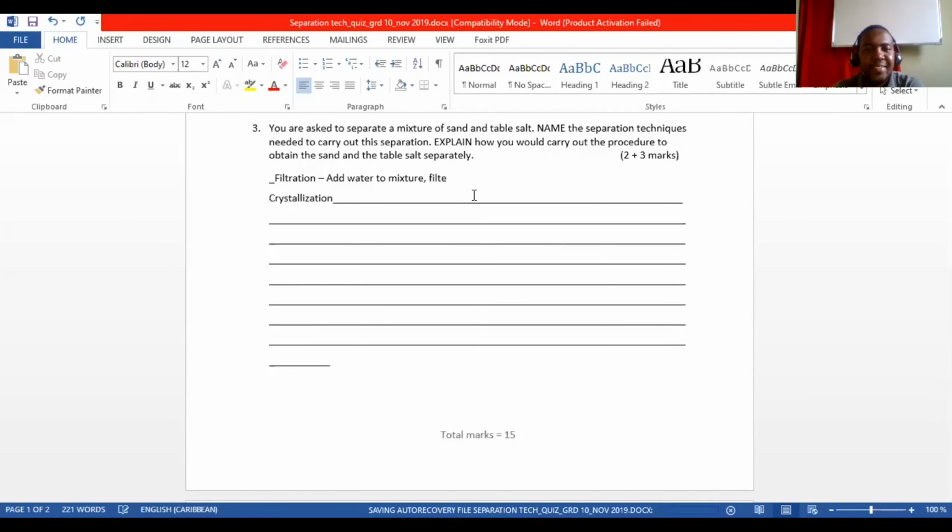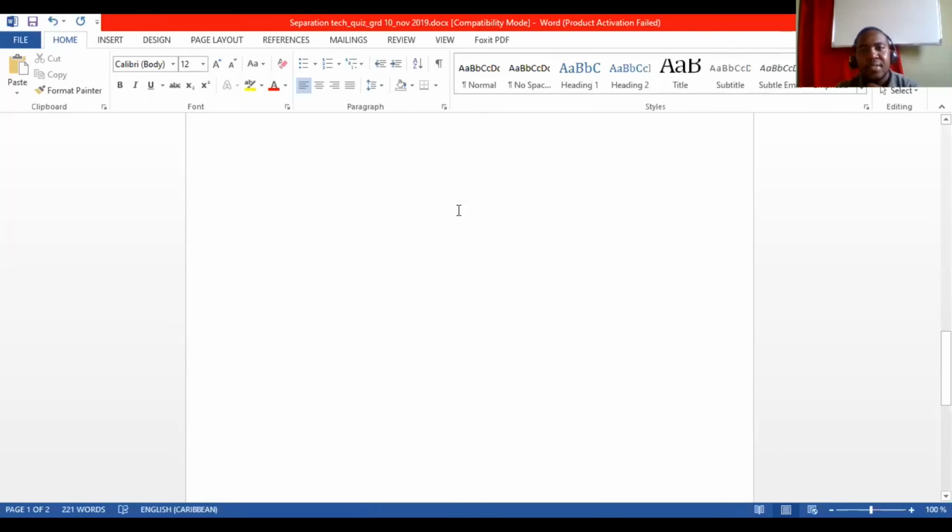All right, great. I hope everyone got that. So we use filtration and crystallization. We add water to the mixture. The sand will not dissolve in the water, but the salt will. If we filter it, we get the salt water and the sand will remain. Then from the salt water, we can heat it to get the crystals of salt remaining after the water evaporates. So that's it for a recap of our separating techniques.